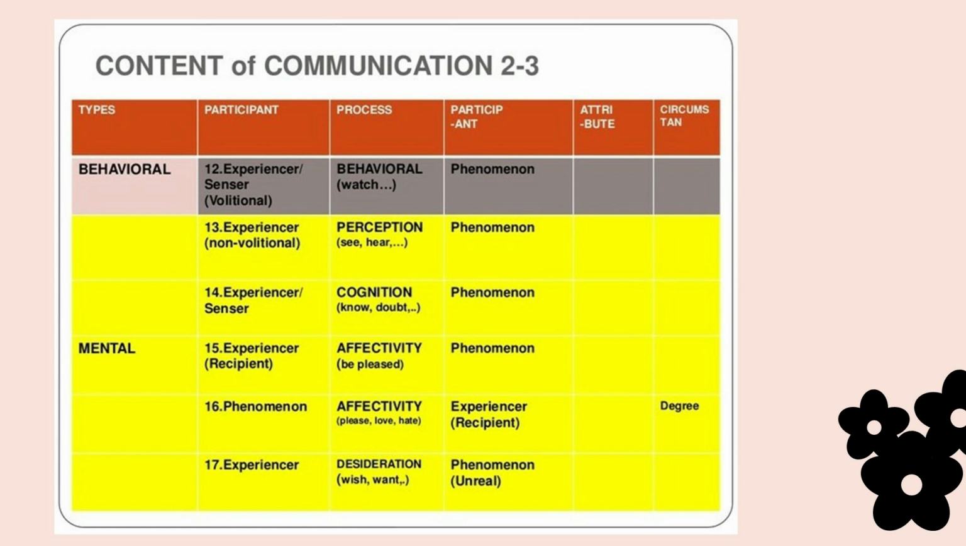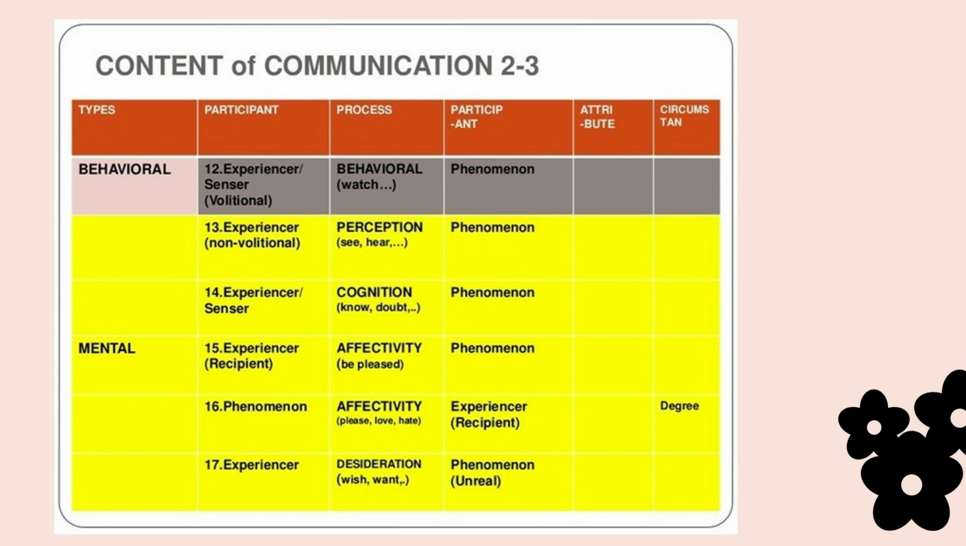The second participant is experiencer, for example, non-volitional. And the process is perception, for example, see, hear, and the participant is called phenomenon. The third example of the types of behavioral is experiencer or sensor. The process is cognition, for example, know, doubt, and the participant is called phenomenon.